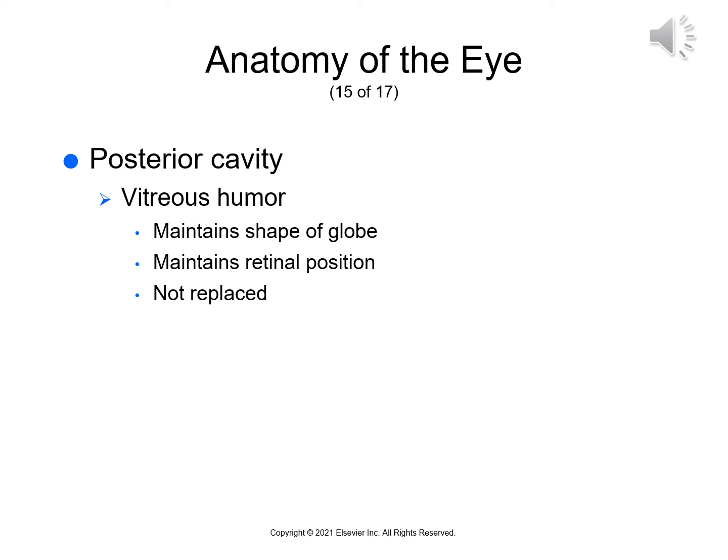The posterior cavity, which is between the lens and the retina, contains a thick substance called the vitreous humor. The vitreous humor has a number of jobs, including giving the globe its shape, keeping the retina in place, and contributing to intraocular pressure. And so again, aqueous humor can be replaced by the body, but the vitreous humor cannot be replaced.